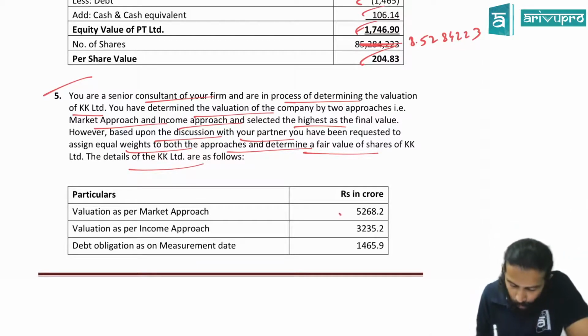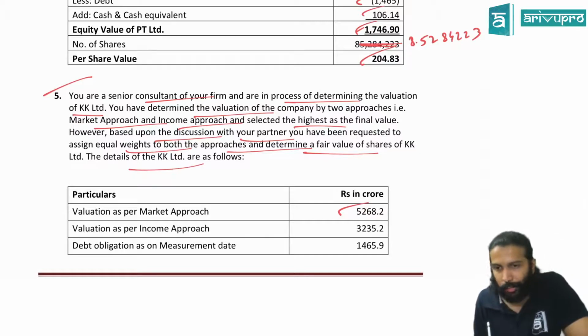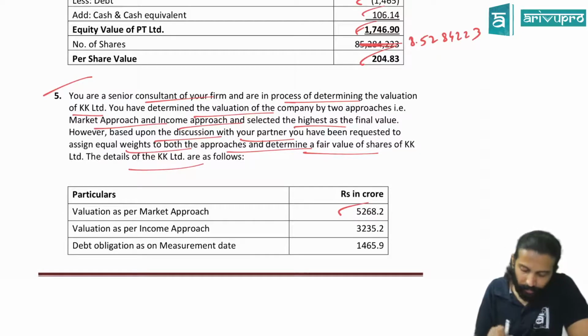Valuation as per market approach is 5268.8. Will you take this value, or will you assign a weight of 50% for this? You will assign a weight of 50% and recompute. And the value of income approach is 3235.2. Since you have to assign equal weights to both methods, you will assign the weight as 50%, 50%, and find out the value.